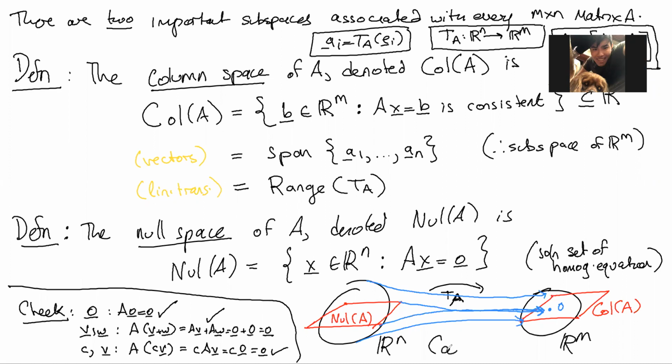Wait, does Null A have to be a plane? Yeah, we just proved it, right? We just checked this thing in the corner. We checked it's a subspace. And a subspace is what a plane is in high dimensions. That is the definition. So indeed, yes. Null A is a plane through the origin.